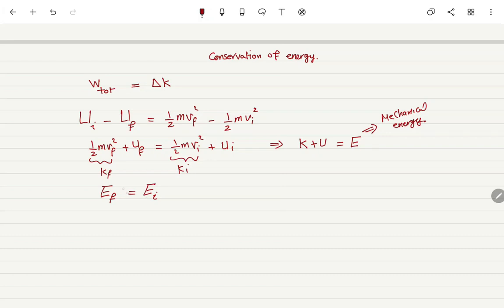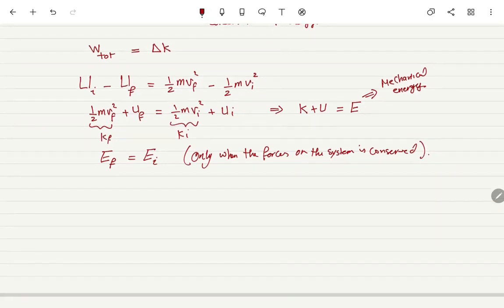And remember, we can use this equation only if the forces on the system are conservative forces. But if we have forces other than conservative ones, like frictional forces or external forces, then work total equals delta K. In simple words, we use this equation if we have conservative forces. If we have external forces or frictional forces, we use this main rule. So this is the general case, and this is the special case.